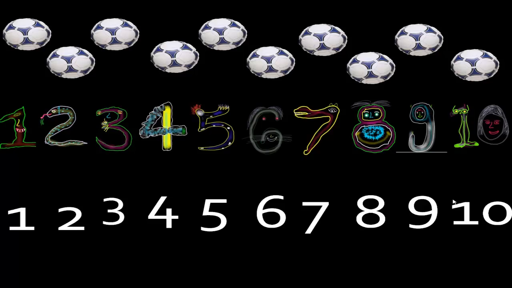So from today onward, please remember all these things. You'll be so super in mathematics, okay? Now, what did we learn? We learned that to represent one ball, we write one. And for two, we write two. To represent three balls, we write three. And for four balls, we write this four. And for five balls, we write five.